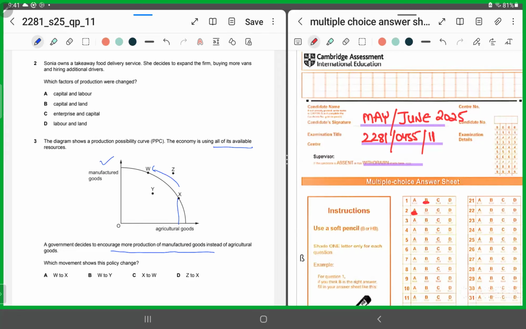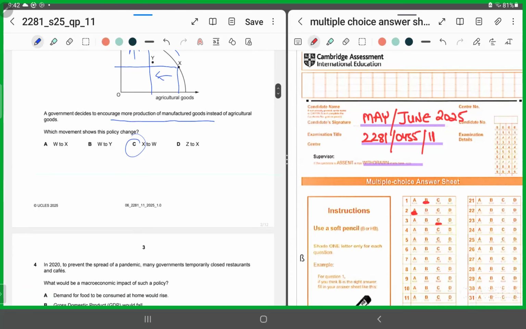This means giving up of agriculture goods in order to produce more of manufactured goods. So this much of agriculture goods would be given up in order to produce this much of manufactured goods. So movement from X to W, this means option C. So we will shade in C as the correct response for MCQ number 3.